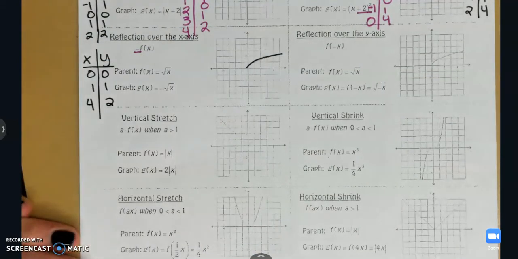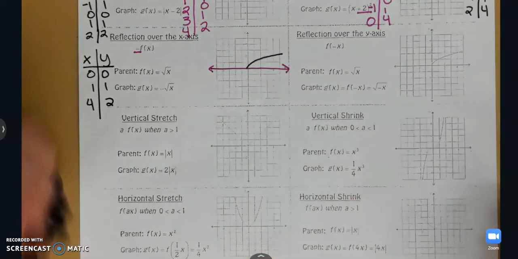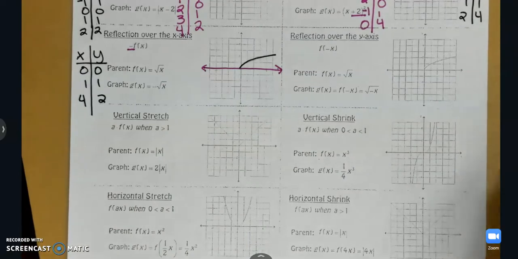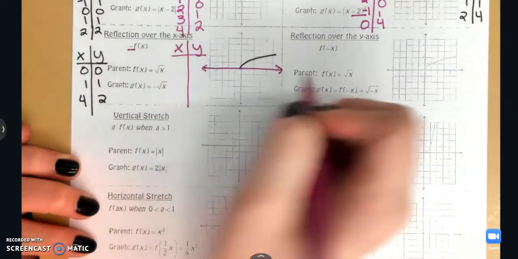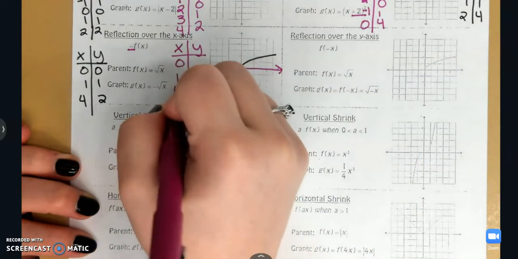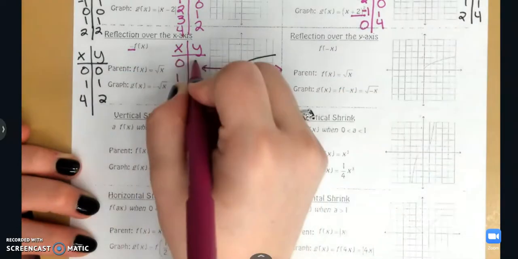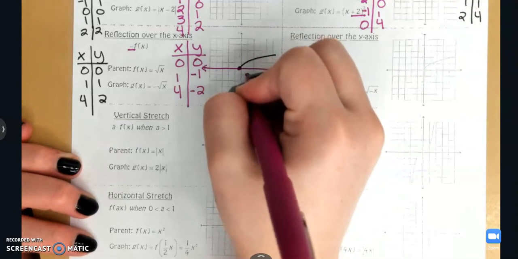When I reflect over the x-axis, this right here is my x-axis. So it's going to flip from the top to the bottom, which means my y values are going to be changing, and they're going to be changing sign. So my x values stay the same. My y values are all positive here, so they're all going to become negative. Their value is going to stay the same, but they're going to be negative.